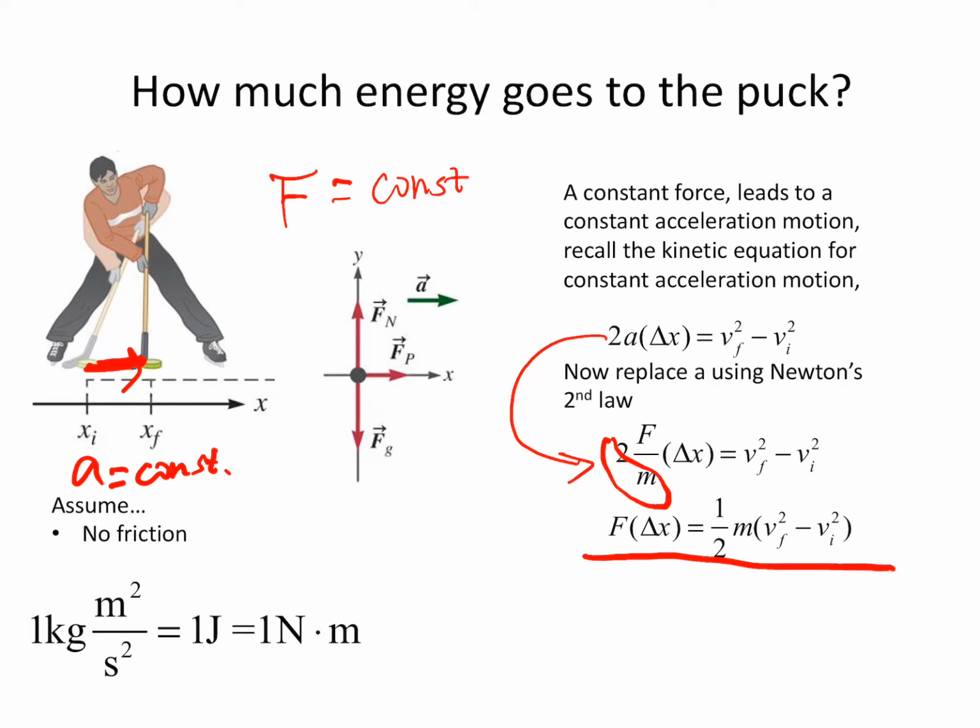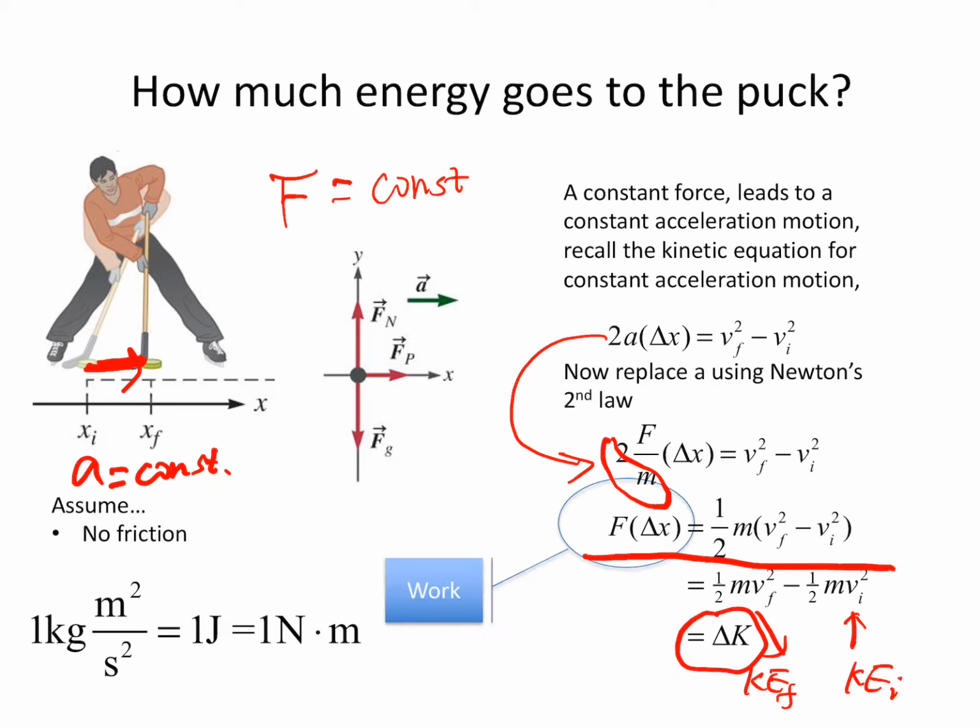Okay, and now we can observe we have 1/2 mv_f squared subtract 1/2 mv_i squared. So what is 1/2 mv_f squared? This is KE_f. This is KE_i. So we have its final kinetic energy subtract the initial kinetic energy, which is the change of kinetic energy.